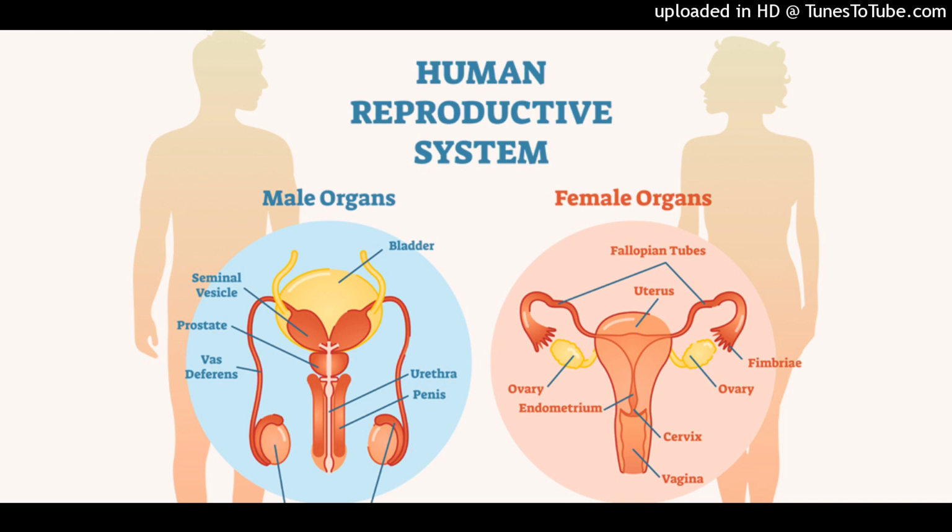Nocturnal emissions. Often called wet dreams, nocturnal emissions commonly occur during the teenage years. The boy experiences a spontaneous ejaculation of seminal fluid during sleep, often accompanied by dreams with sexual content. Boys should be prepared for this normal occurrence so they do not feel abnormal or ashamed or fear they have an infection or other problem.